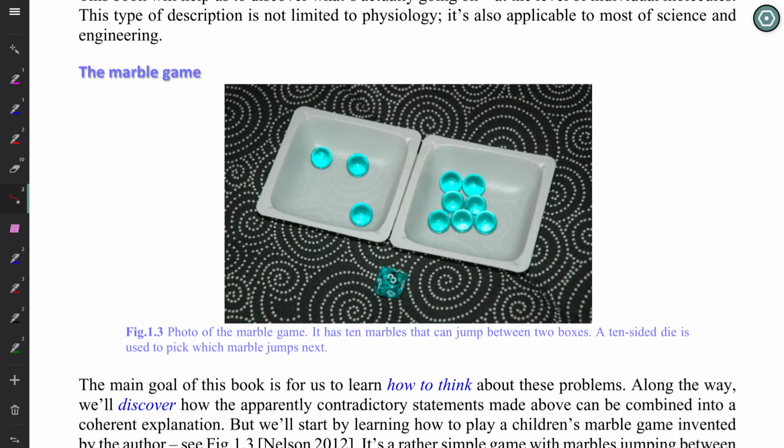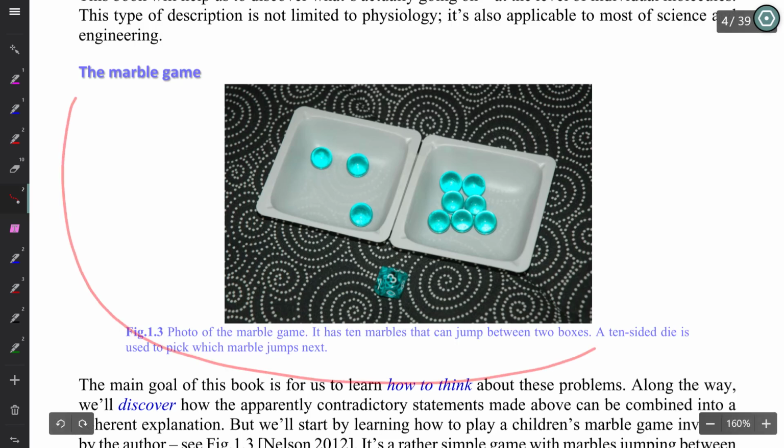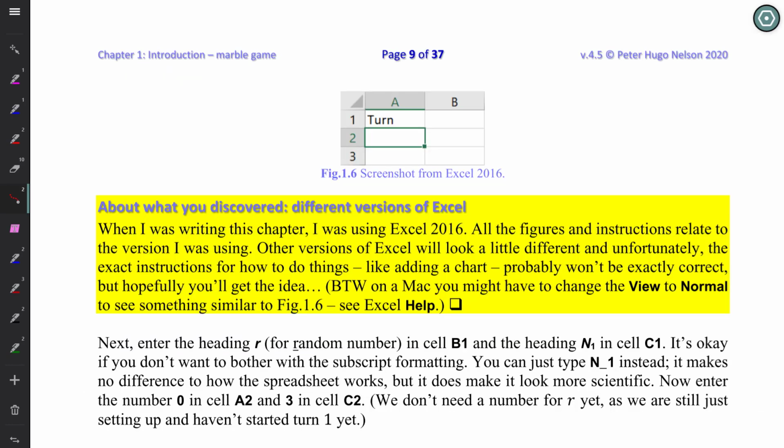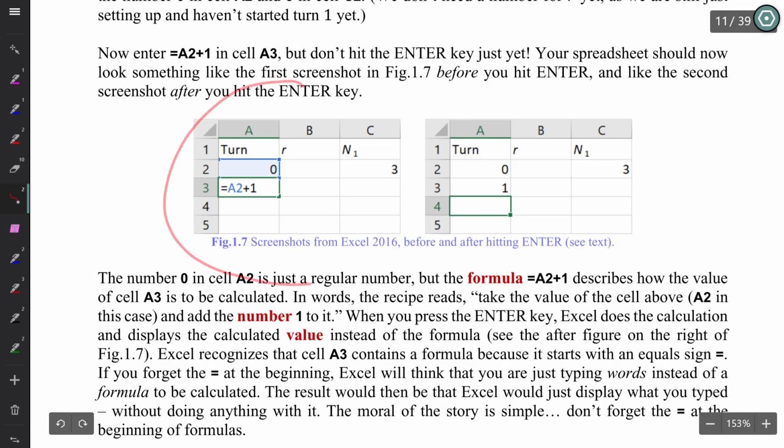The main topic of the chapter is the marble game, which is a kinetic Monte Carlo simulation of diffusion. Marbles jump from one box to the other using a random choice selected by a die that simulates diffusion. The other main purpose of the chapter is to introduce students to how Excel can be used for quantitative modeling. The chapter starts right at the very beginning with how to enter things into cells and how formulas work. It then moves on from there.